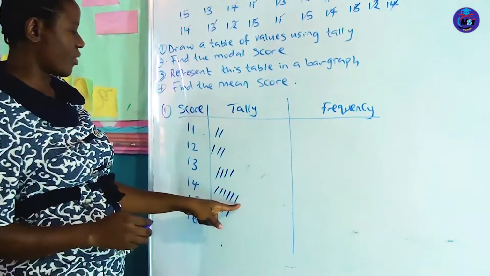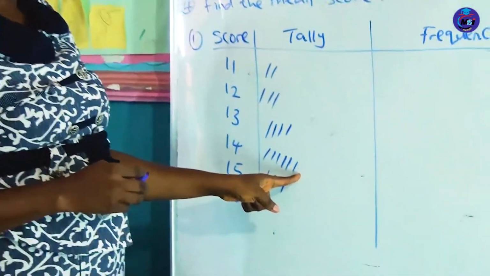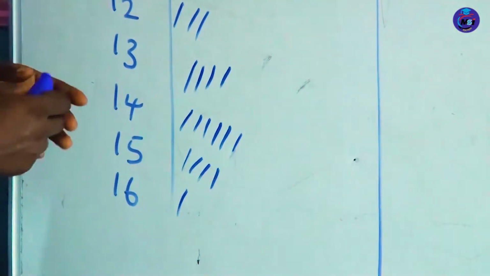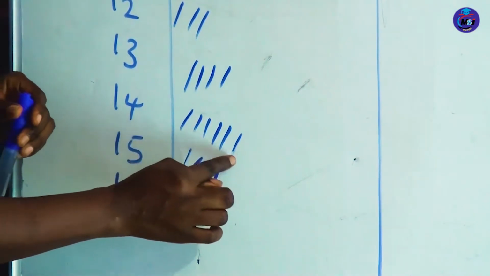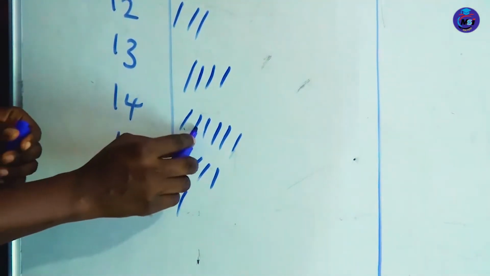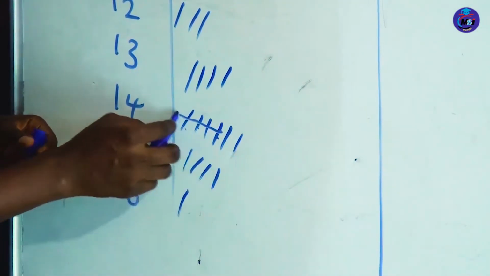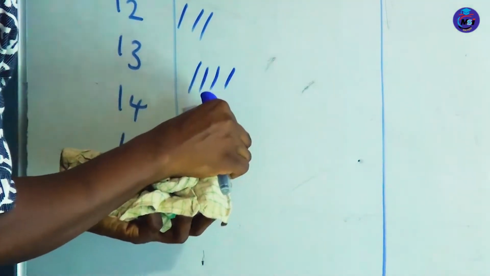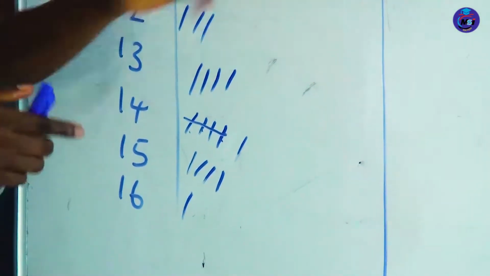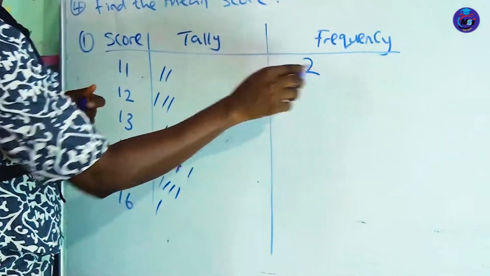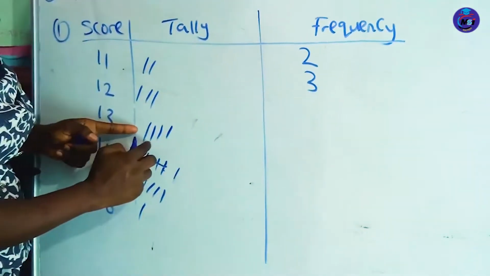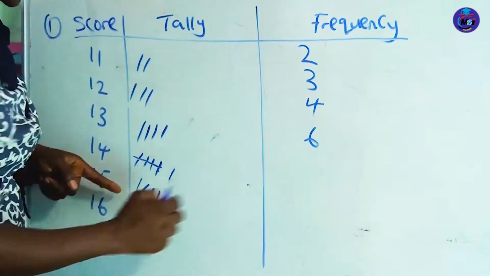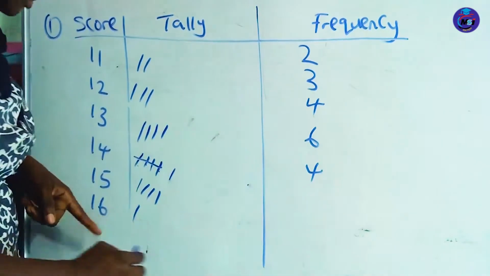Now, we've done something wrong here. Can you see? In representing in tallies, we group in fives: 1, 2, 3, 4, 5, then 6. So what we should have done is 1, 2, 3, 4, 5. So this one is off. So let's write it now. This is 1, 2, then 1, 2, 3, then 1, 2, 3, 4, then 1, 2, 3, 4, 5, 6, then 1, 2, 3, 4, then 1.